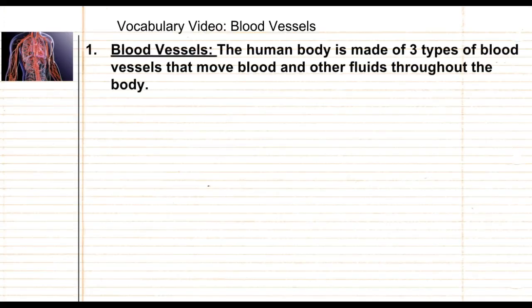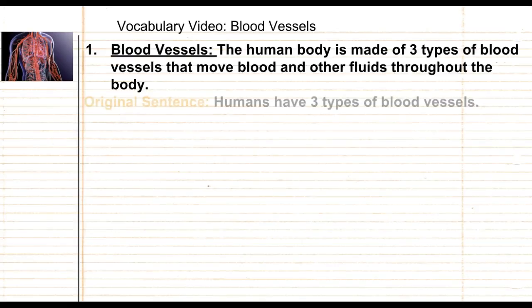So blood vessels. We've been talking about the cardiovascular system, and the blood vessels are a big part of that. The blood vessels in the human body, there's 3 types. And these 3 types of blood vessels move blood, and other fluids as well, around through the body. Go ahead and take a minute to write this original sentence. Humans have 3 types of blood vessels. And then make sure you come up with original sentences for the rest of the notes today.